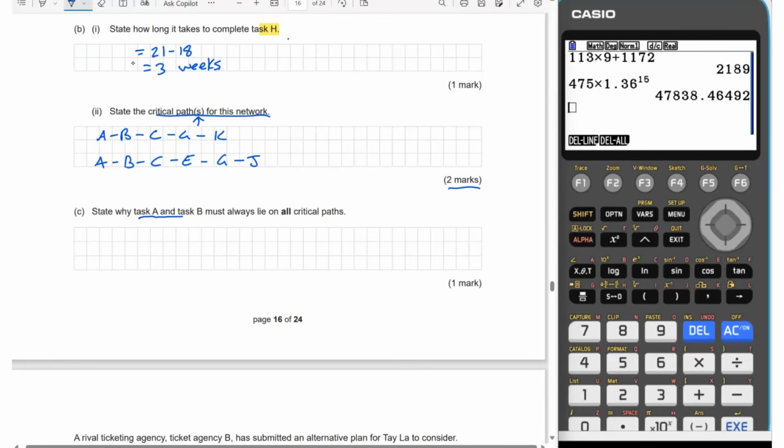Now, state why task A and task B must always lie on all critical paths. I think I mentioned that earlier, but it's because there's no alternative path available. So I'm just going to say no alternative, we can say parallel path available.